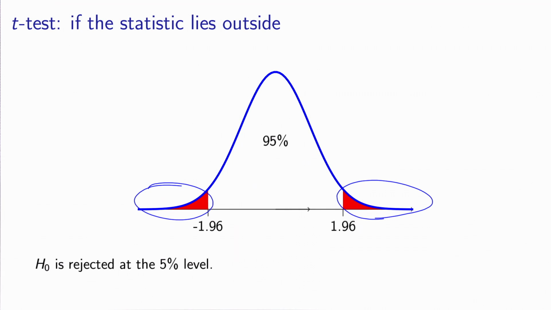When the statistic lies outside the interval minus 1.96 and 1.96, we say, okay, maybe it's because we have drawn a wrong sample or a very specific sample. Maybe. It will happen only 5% of the time. But we believe more that it is due to the fact that H0 is not correct. So we want to reject it.